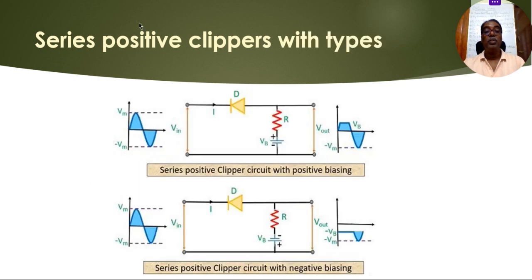Now, this is a positive clipper with different biasing voltages. For example, this VB is the biasing voltage, and when the input voltage is given, based on the biasing voltage, the positive region will be clipped above the VB voltage and the remaining will be the output voltage. In the case of the positive clipper with negative biasing, the same logic will be applied. Based on the applied voltage VB, the negative portion will be available in the cycle.